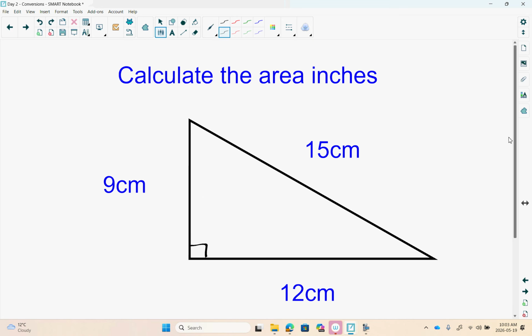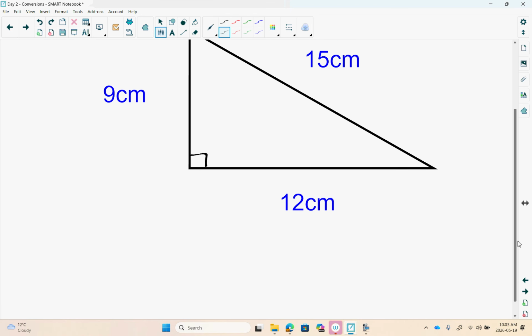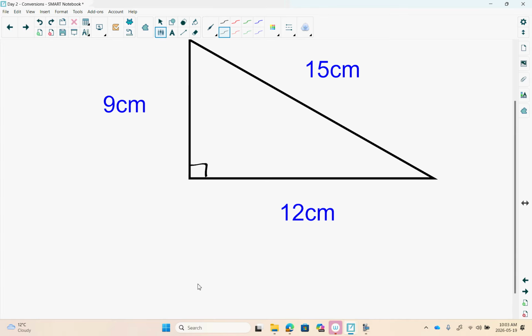How do you find the area of, what shape is this? It's a triangle. What's the area of a triangle? Anyone remember? Base times height divided by 2. What's the base in this triangle?